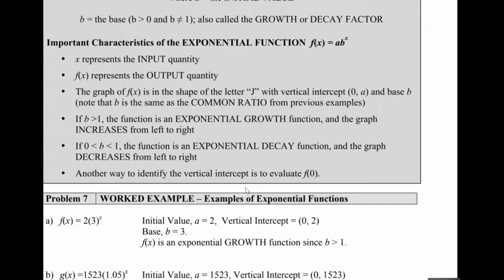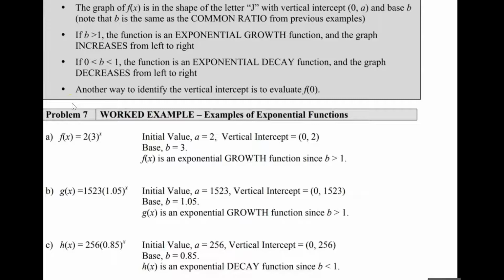So notice x is the input, f of x is the output. It's literally a J shape with an intercept at (0, a), base b. It looks like a J because it just grows so fast exponentially. If the base is greater than 1, you have exponential growth and it increases from left to right. If your base is between 0 and 1, it's exponential decay, so it's going to be decreasing from left to right. So decreasing left to right versus increasing left to right.